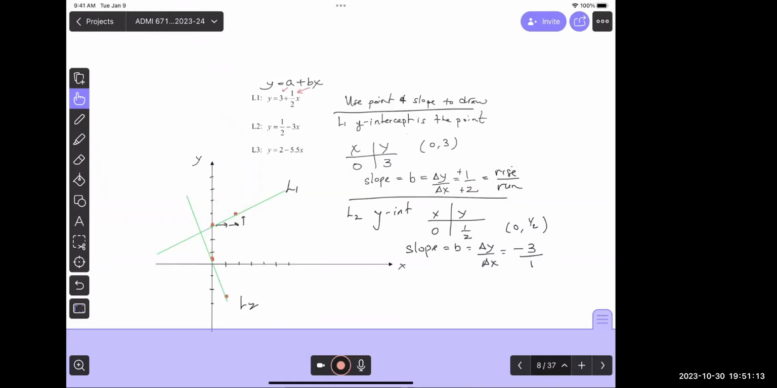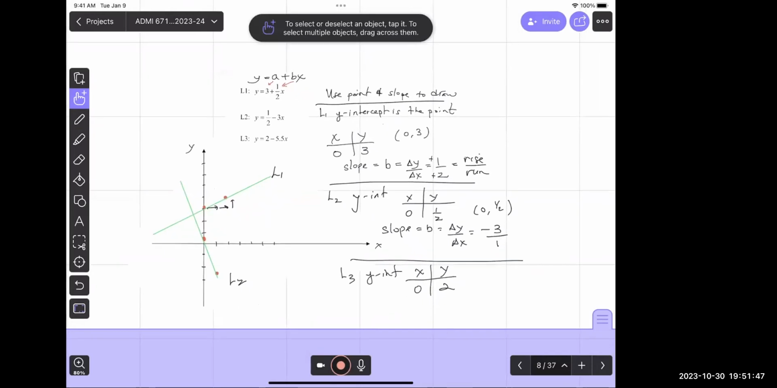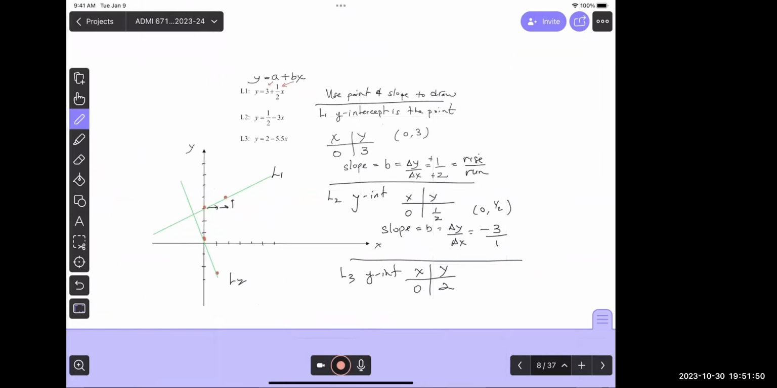All right, so I'm going to leave the other one for you guys to try. We'll do the last one. I think it's very similar. The first point, if x equals 0, y will be 2. Right? The slope will be negative 5.5 over 1. Yep.